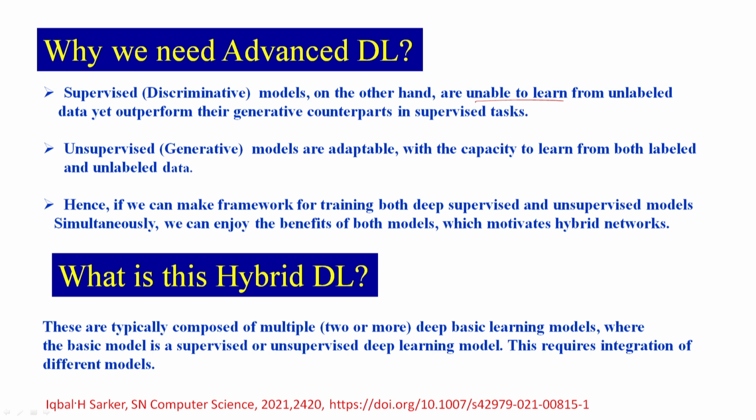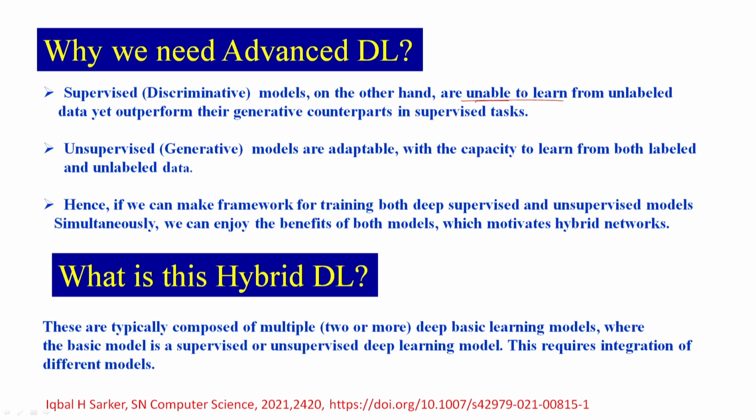We have discussed advanced DL, which we can use to combine different techniques, like combining supervised and unsupervised techniques, because unsupervised techniques are more adaptable to both labeled and unlabeled data. On the other hand, supervised models are only able to learn from labeled data. They cannot be used for unlabeled data. So, if you want to make a framework of training both these supervised and unsupervised models simultaneously, we can enjoy the benefits of both the models.